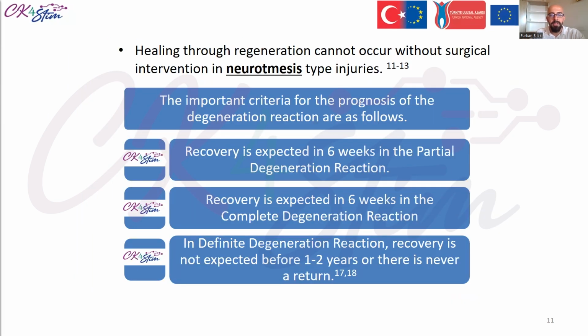Healing through regeneration cannot occur without surgical intervention in neurotmesis type injuries. The important criteria for the prognosis of the degeneration reaction are as follows. Recovery is expected in 6 weeks in the partial degeneration reaction. Recovery is expected in 6 weeks in the complete degeneration reaction. In definite degeneration reaction, recovery is not expected before 1 to 2 years, or it never returns.